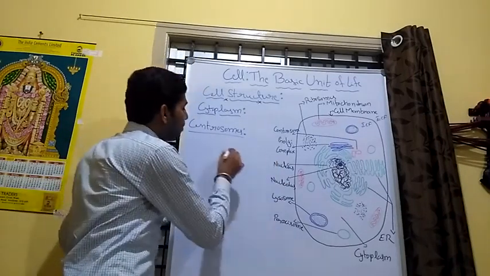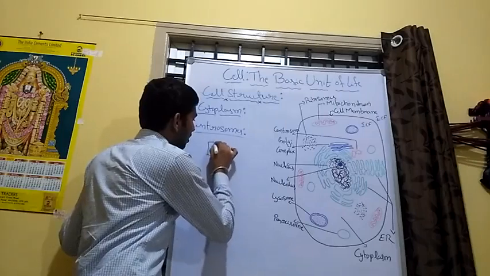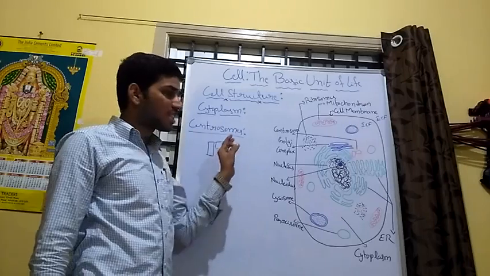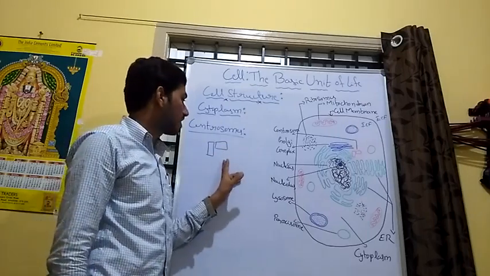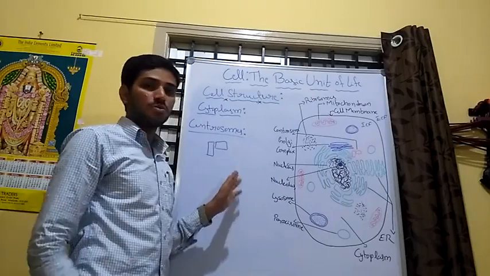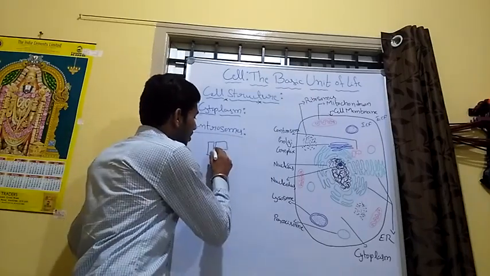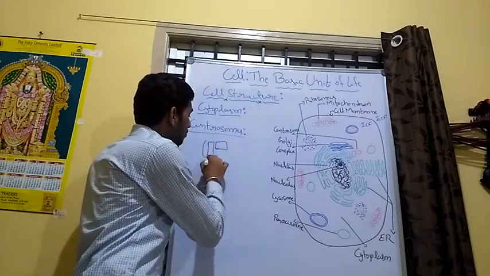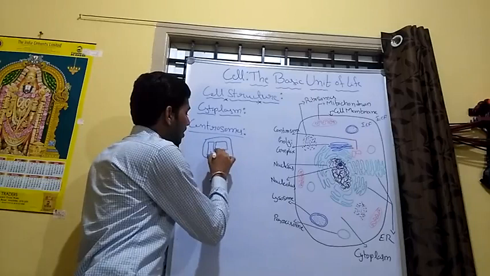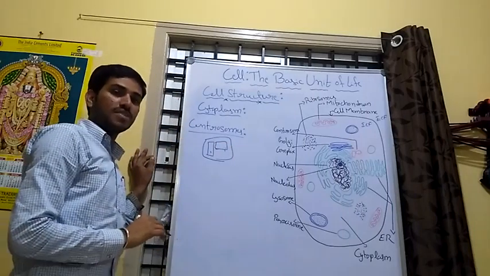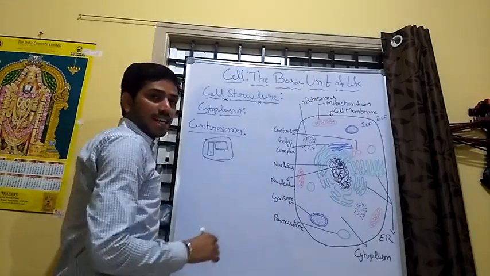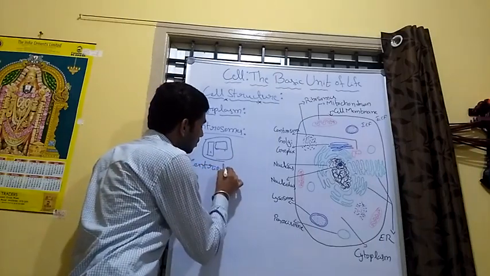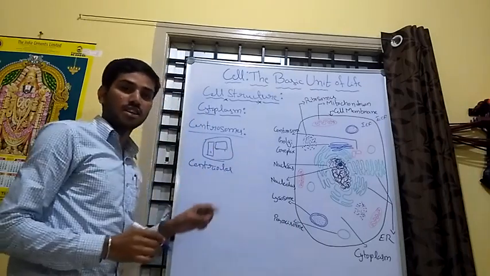Centrosome is a membrane-bounded structural organelle present almost at the center of the cell, almost near to the nucleus. The centrosome comprises two cylindrical structures. These cylindrical structures are called centrioles.